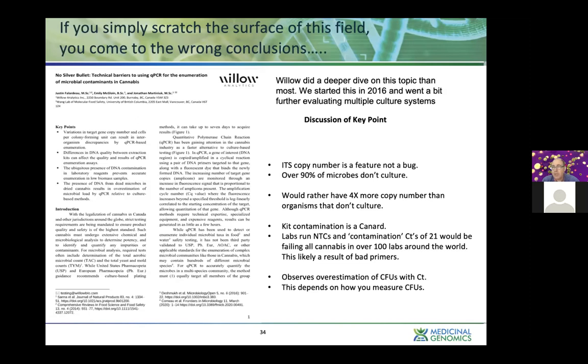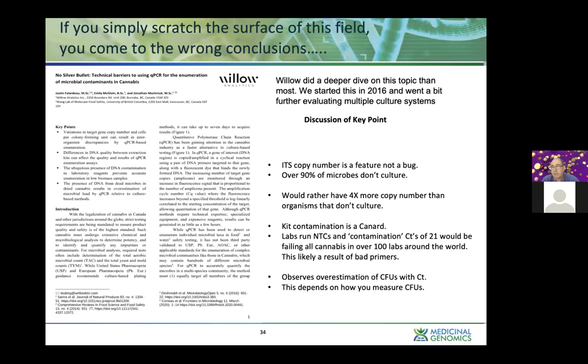They also were concerned about kit contamination. This is something we think is a canard. All of our customers run NTCs, no template controls, and if any of those showed signal, we'd be hearing about it, particularly if they showed a signal of a CT of 21, which would fail almost every sample. All cannabis labs around the world would be failing if that were in fact a universal problem.